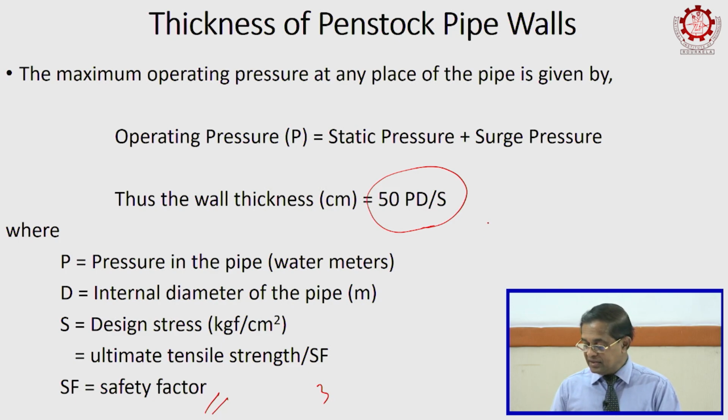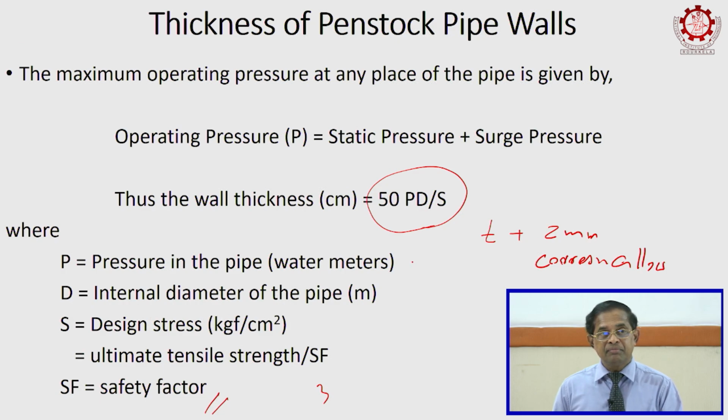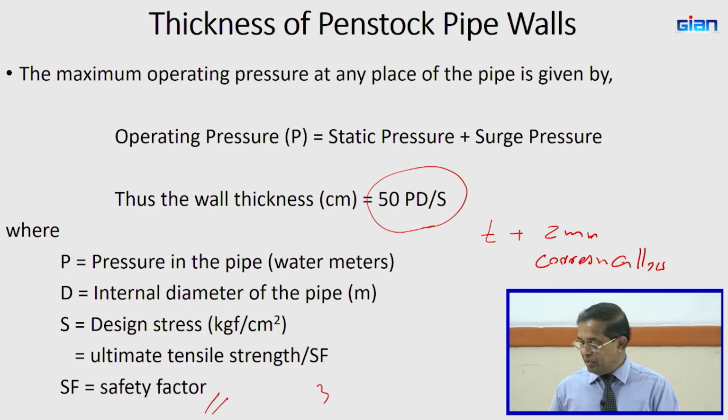And for thickness, we will add about 2 millimeters for corrosion allowance. After calculating the thickness, we will allow about 2 millimeters extra for future corrosion possibilities, because the pipes will corrode over the years. Therefore, keeping about 2 millimeters corrosion allowance is also practical. So, we can calculate the thickness using this method.